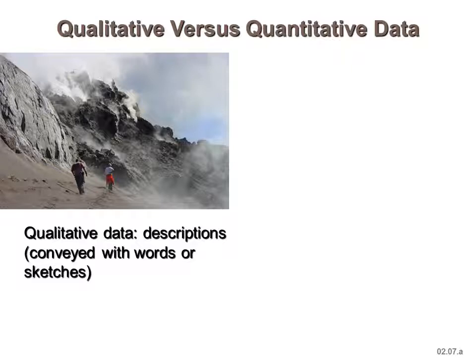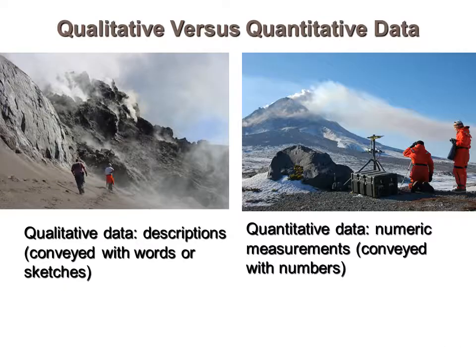So in this case, for this image, qualitative data would be the rocks are steaming. Okay, they're giving off steam. That's the quality of these rocks. I don't know how much steam, I don't know the temperature of the steam, I just know they're giving off steam, which is still extremely important to know, but it's not quantitative. Quantitative data is from numeric measurements.